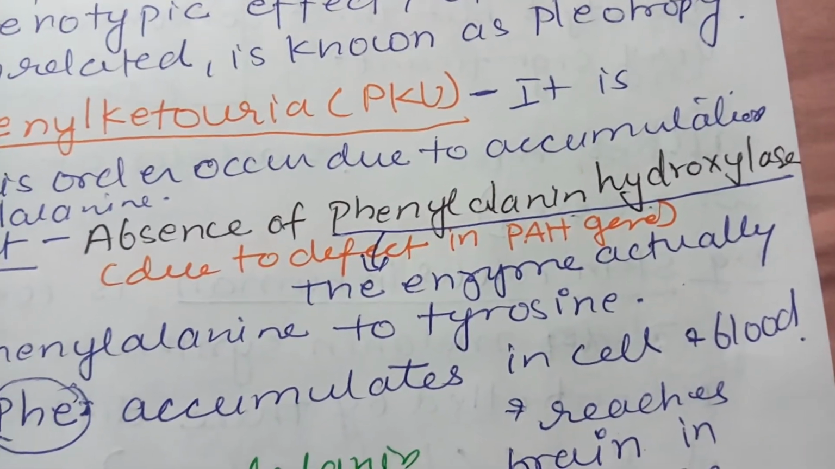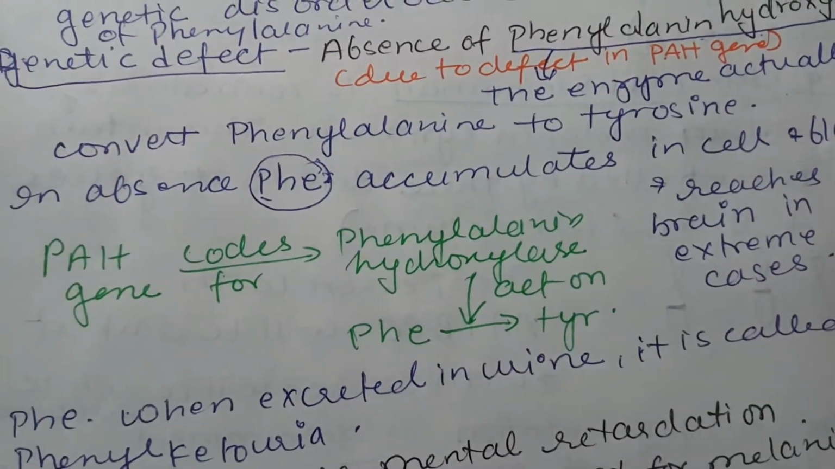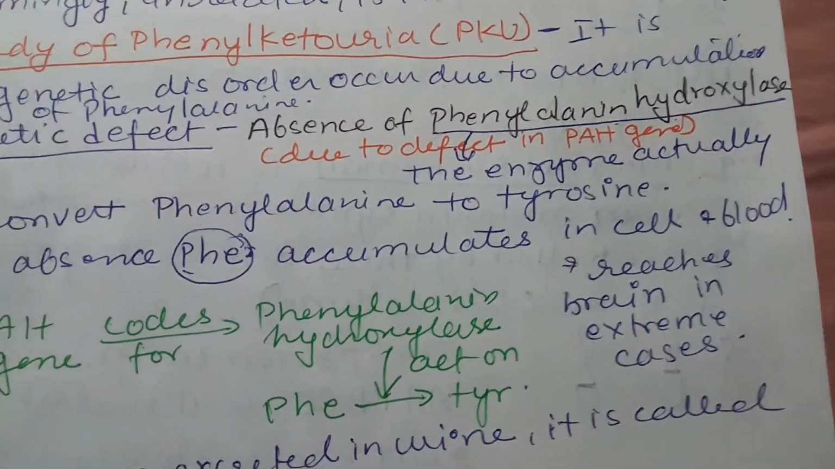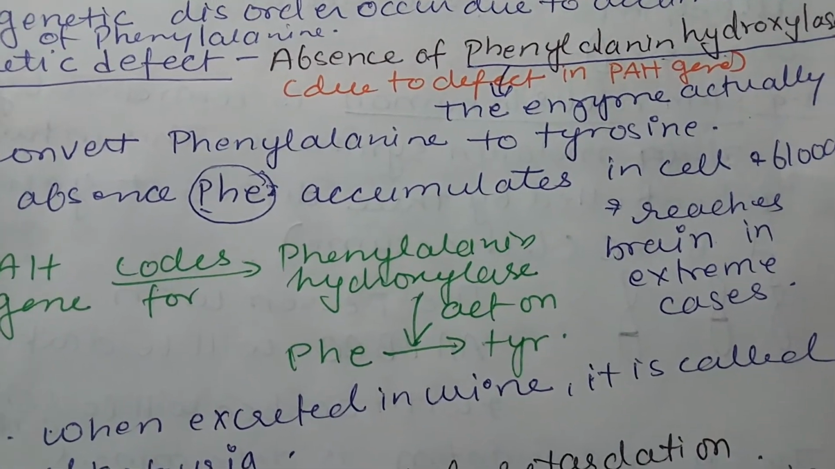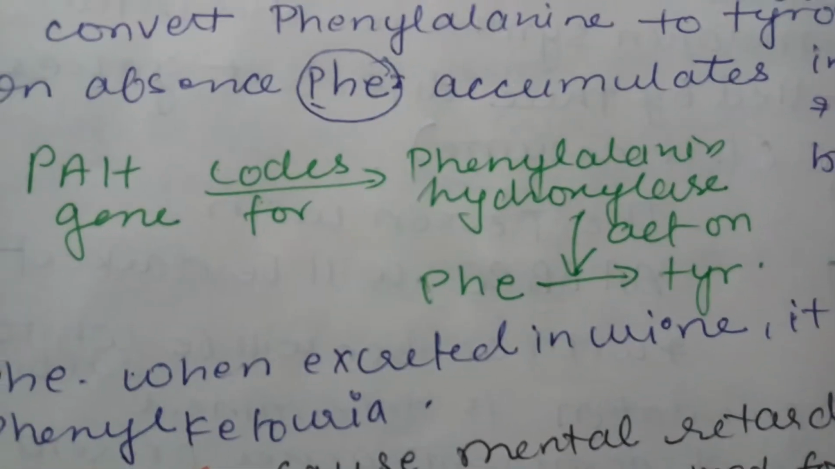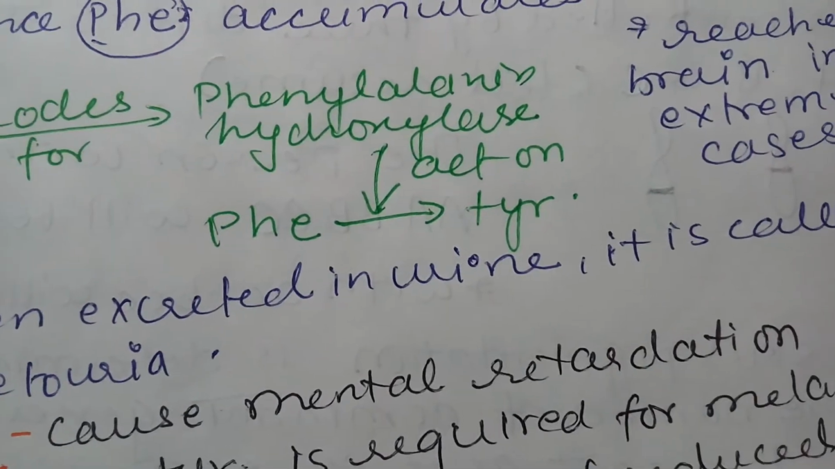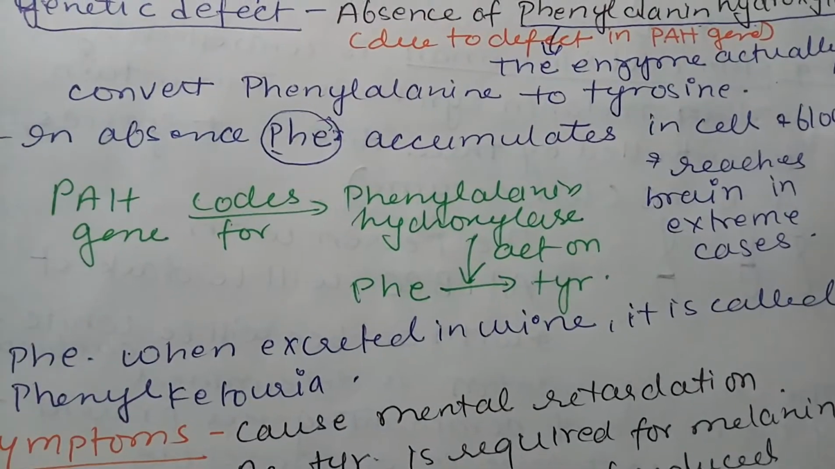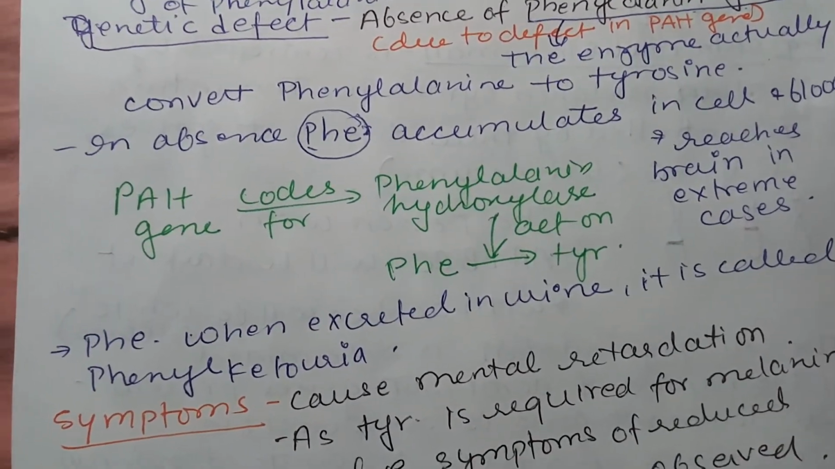Phenylalanine hydroxylase, what does it do? In the body, it catalyzes the conversion of phenylalanine to tyrosine. Tyrosine is another amino acid. So if this enzyme is defective, or the gene for this enzyme is defective, then two things happen. One is the accumulation of phenylalanine in the body, in the cells and blood, and the deficiency of tyrosine. When phenylalanine accumulates, it gets excreted in urine, and this is called phenylketonuria.